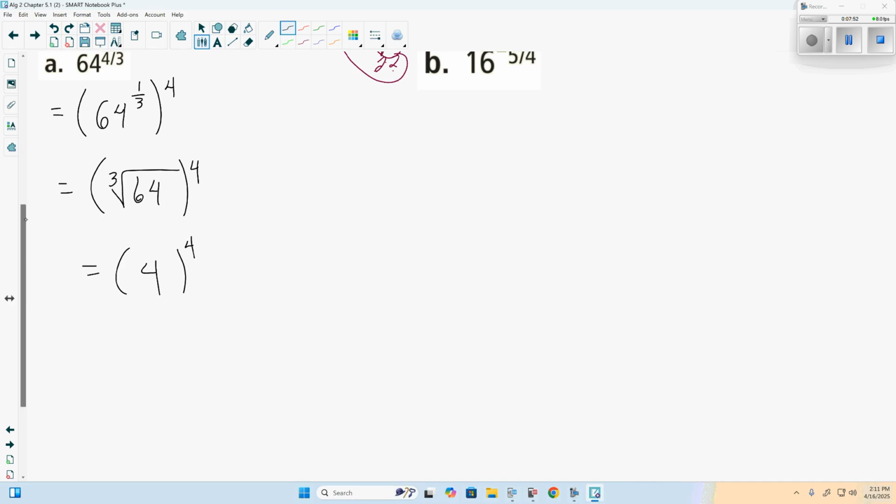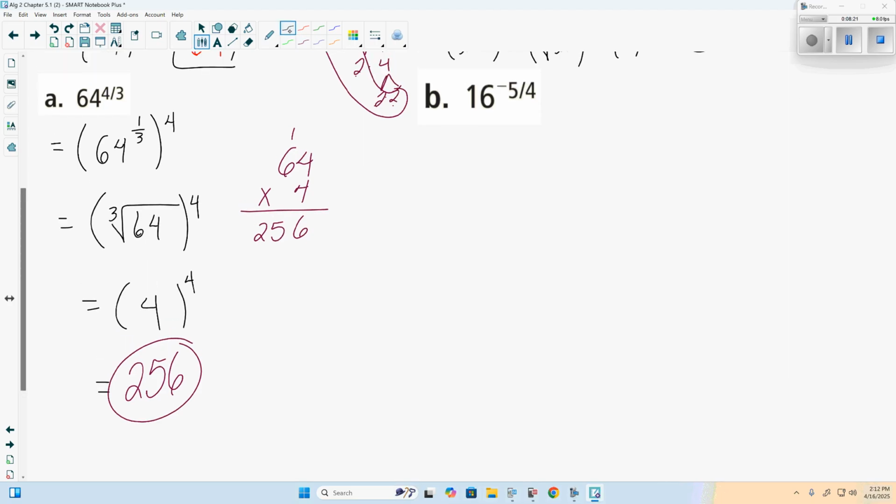Now 4 to the 4th. Well, we know what 4 to the 3rd is. 4 to the 3rd is 64. So to get to the 4th, we'd have to multiply it by 4 one more time. 4 times 4 is 16, so 6 carry the 1. 4 times 6 is 24, plus 1 is 25. So 4 to the 4th is 256, telling us that 64 to the 4/3 is 256.